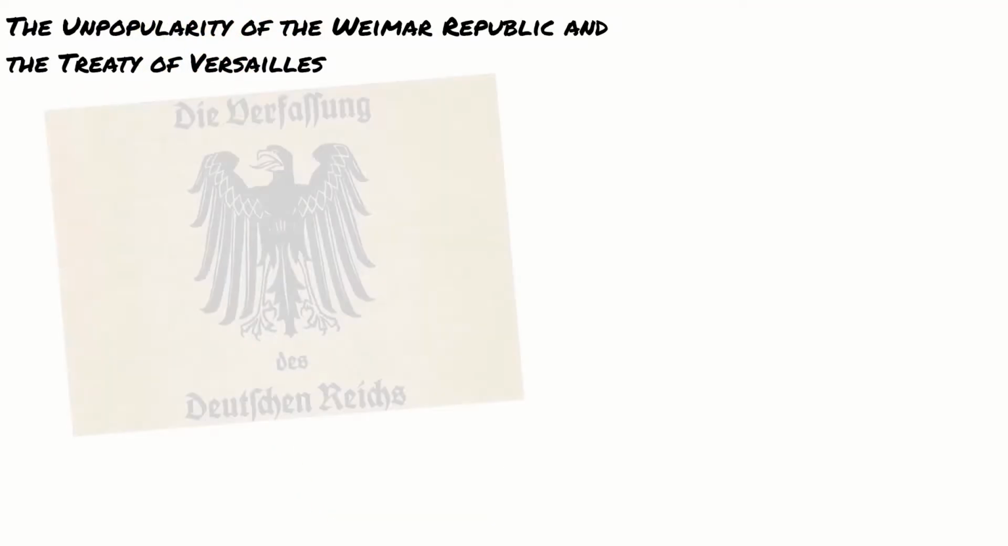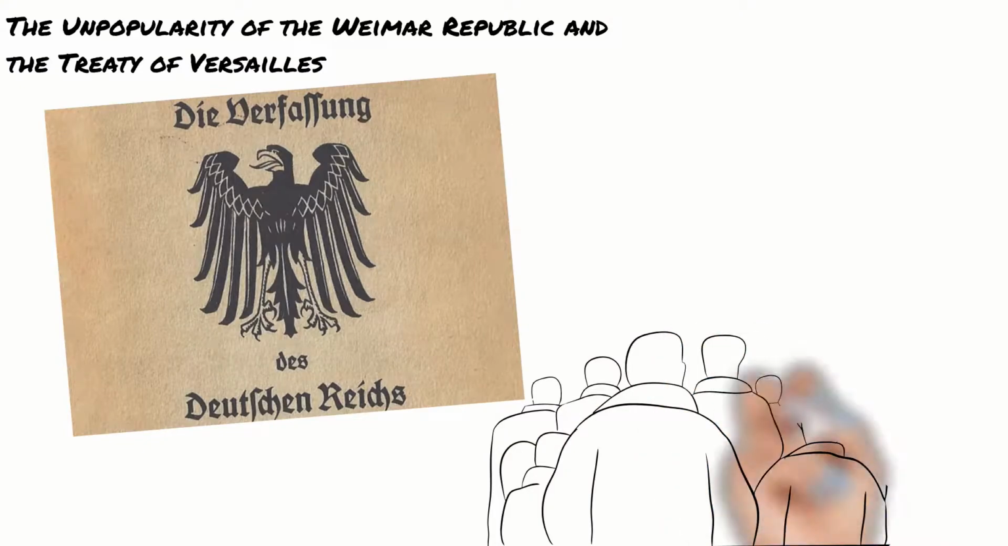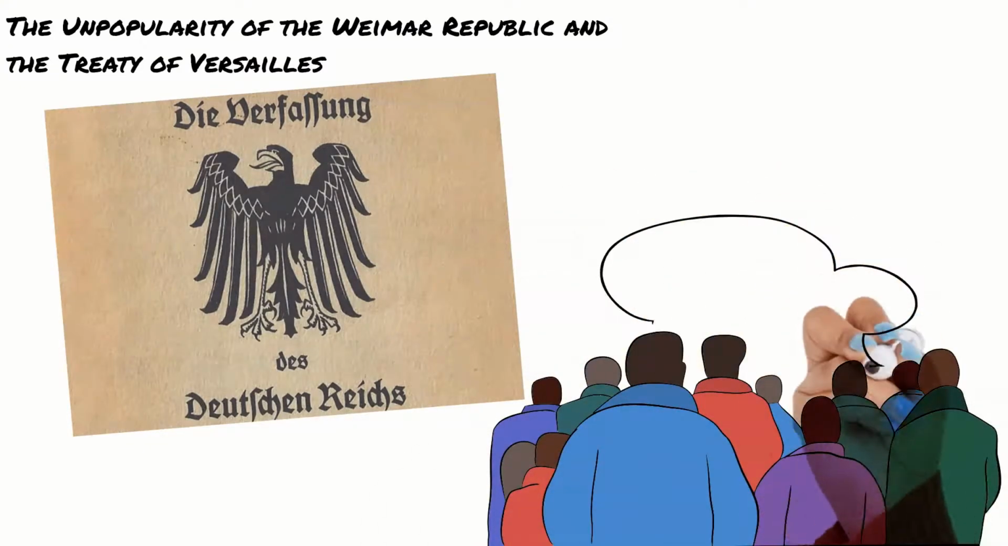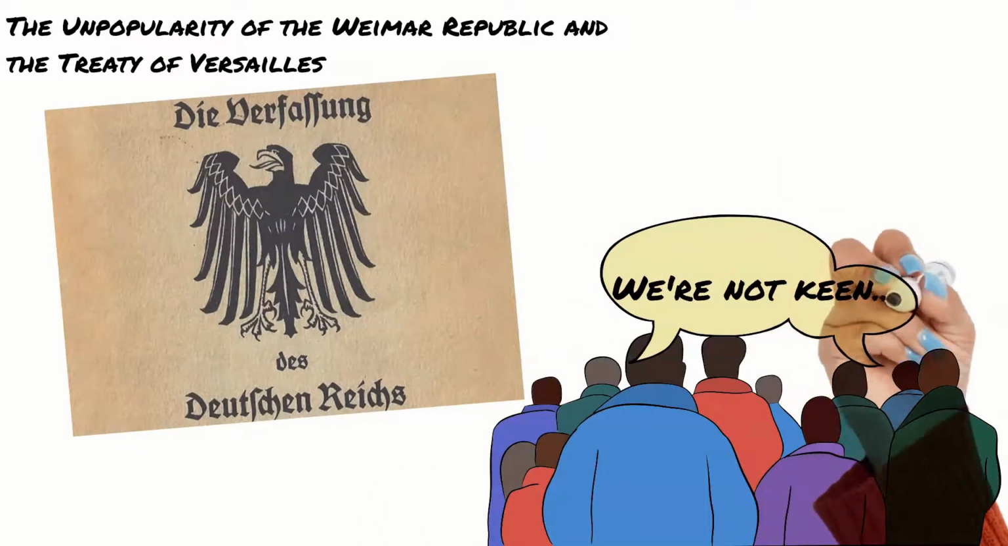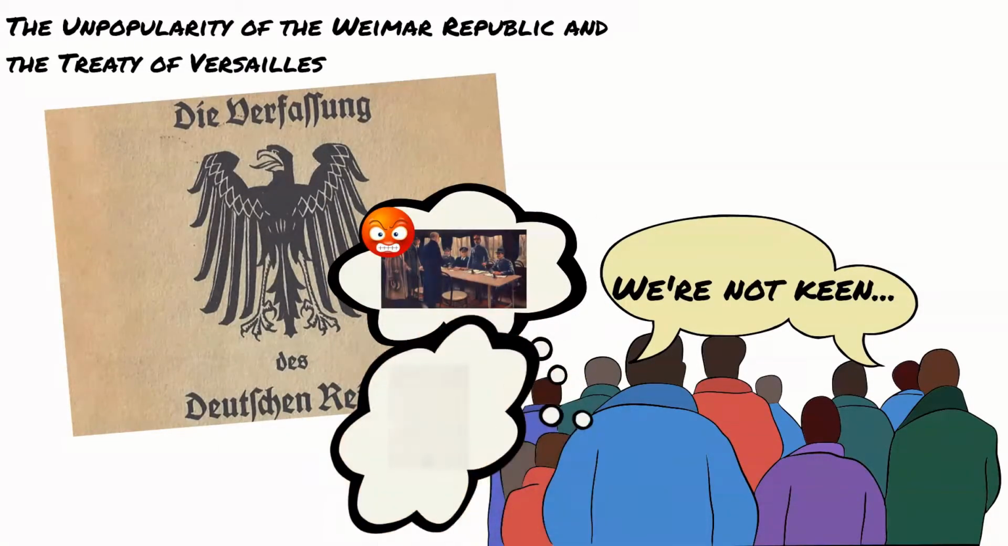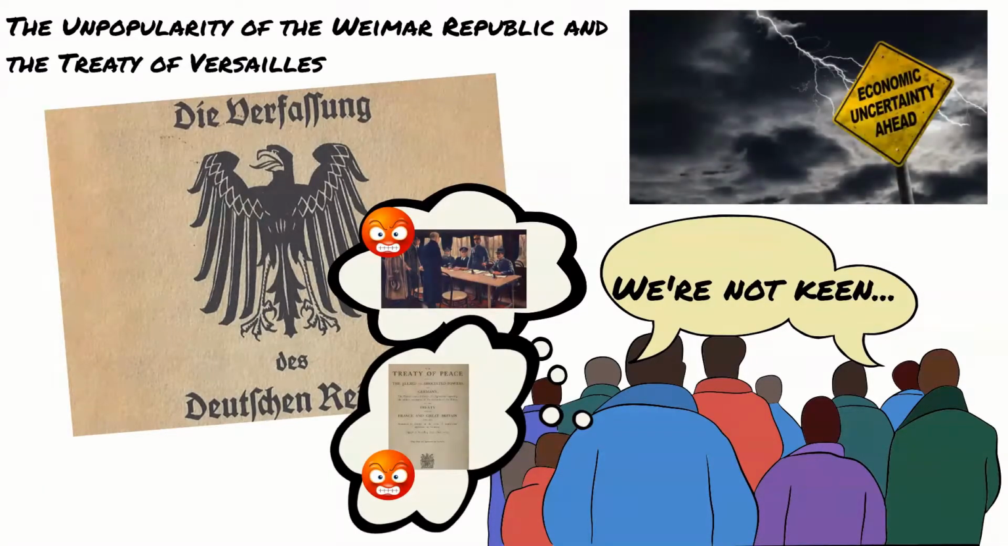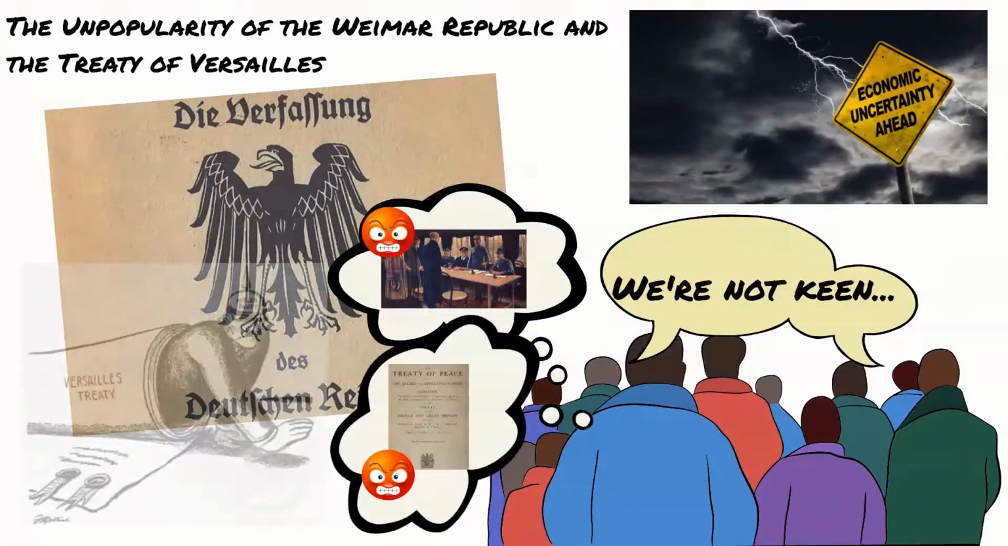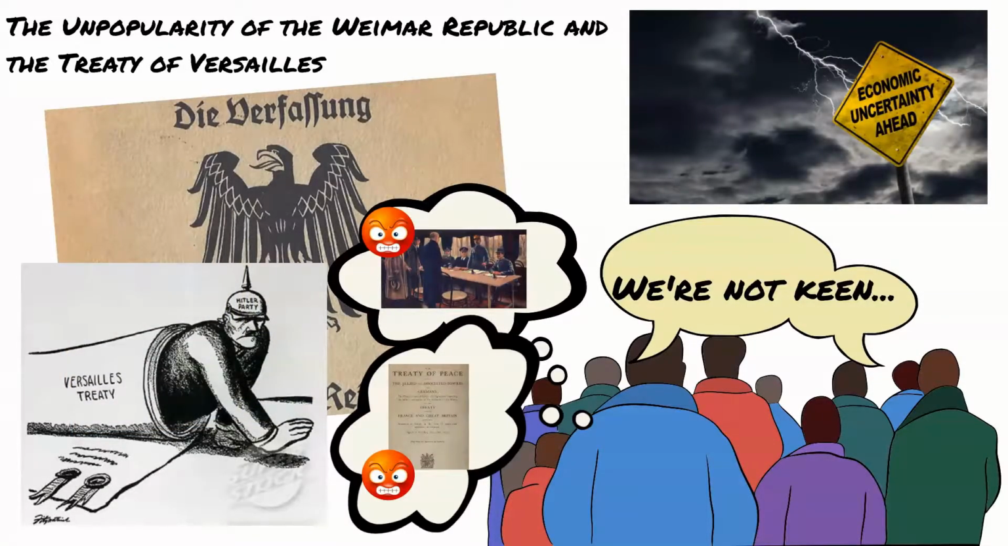Despite the establishment of a new democratic constitution, the Weimar Republic was deeply unpopular for two main reasons. Firstly, many in Germany saw the signing of the armistice as a betrayal, and the terms of the Treaty of Versailles, the peace treaty signed in 1919, were harsh and damaged Germany's already struggling economy. These two problems laid the foundations for the rise of the Nazi Party, so it's really important that you know them and understand them.